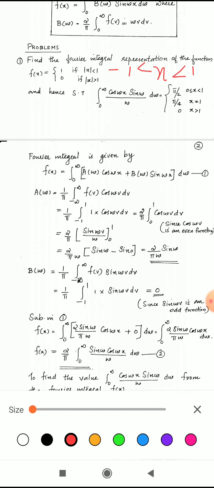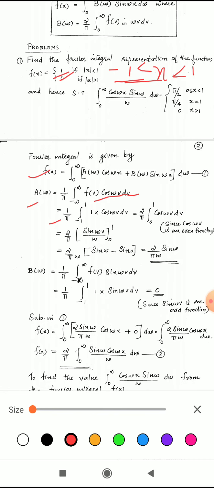The Fourier integral is given by f of x is equal to integral 0 to infinity of A of omega cos omega x plus B of omega sin omega x d omega, where A of omega equals 1 by pi integral minus infinity to infinity f of v cos omega v dv. Here the interval is minus 1 to 1. So substitute 1 by pi into integral minus 1 to 1 f of v. In that interval f of v is 1 into cos omega v dv.